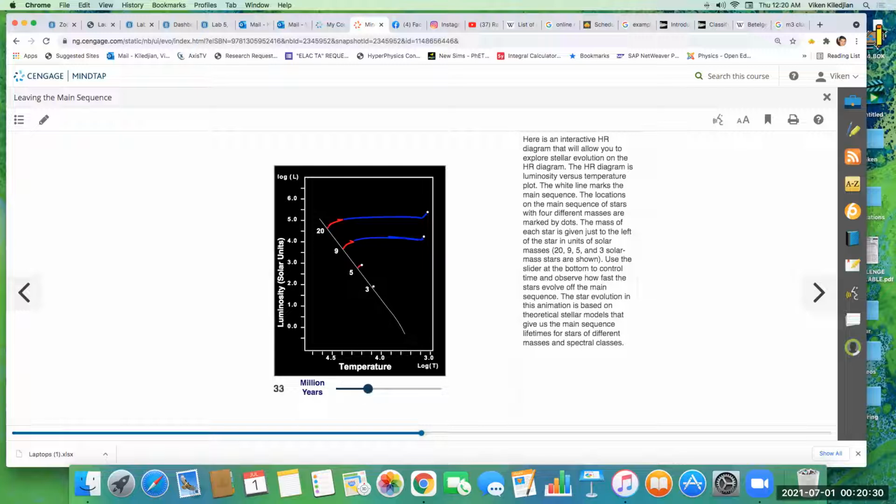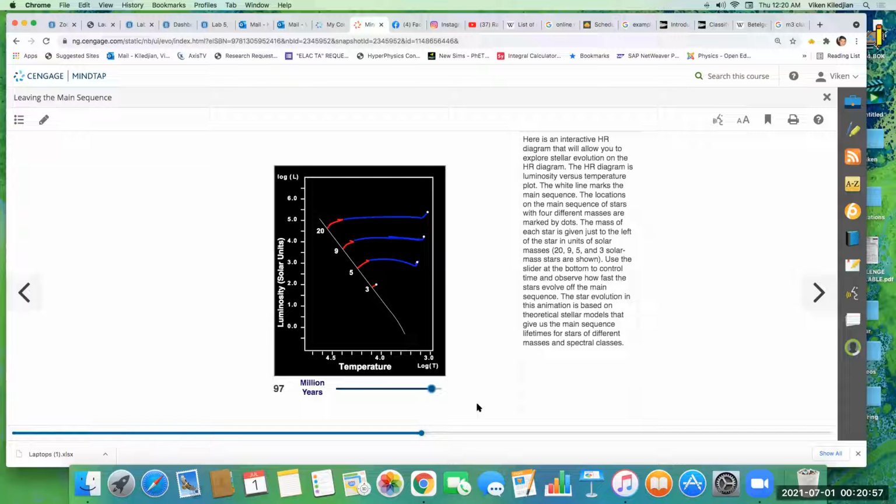Once it does this, that means the 9 solar mass star has already died. So the 9 solar mass star died in 33 million years. Now the 5 solar mass star, right there, the 5 solar mass star died. It took 97 million years for it to die.